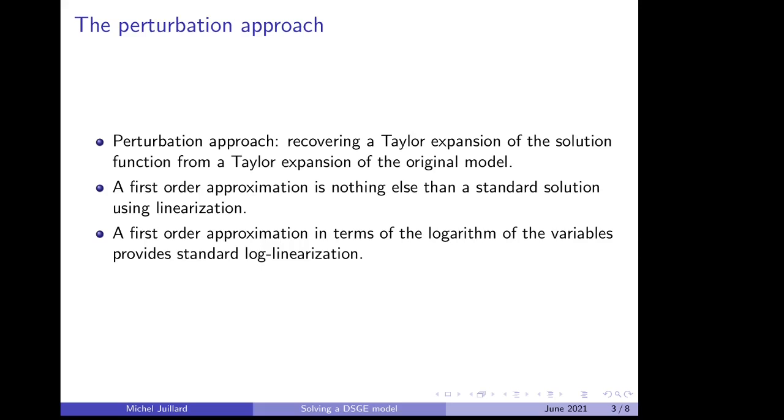The words may be new to you, but in fact, a first order approximation, a first order perturbation, is nothing else than the standard solution using linearization. And a first order approximation in terms of the logarithm of the variable of interest provides standard log linearization. So at order 1, Dynare does what is done in the majority of the applied literature on DSGE models.